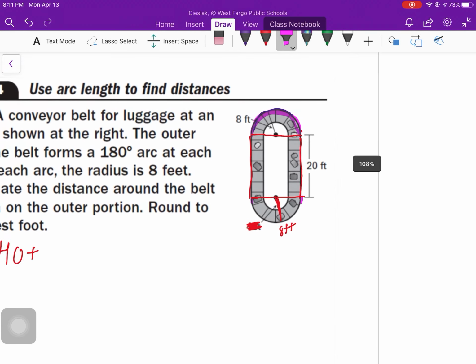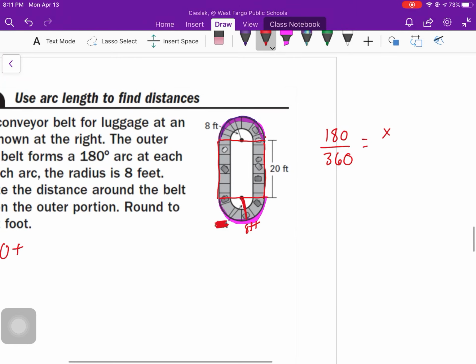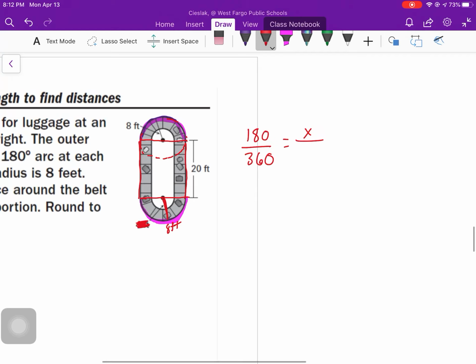So off to the side, if we look at this, and we are thinking part to whole, I know it's halfway of a circle. It is 180 degrees. So I can say 180 over 360 is equal to, so it's part to whole, I've got to find the distance, the part, over, I've got to imagine what this whole circle would be right there. So I'm going to say x over, this has got to be the circumference. So circumference is equal to 2 pi times my radius of 8. So this is going to be 16 pi.